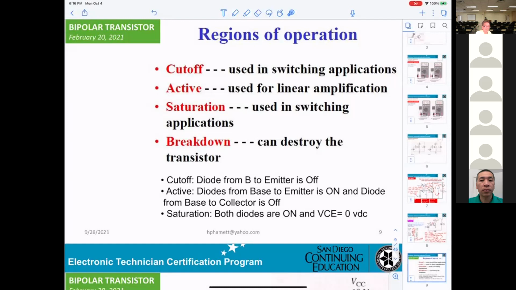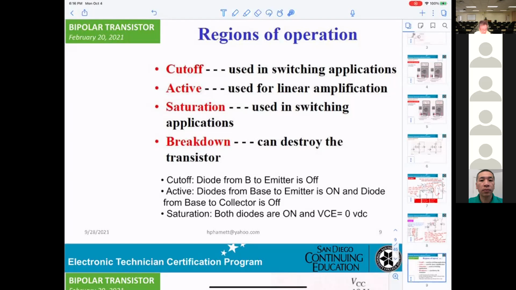Okay. And the last one they're talking about is breakdown. We do not want to do it, because that will destroy the transistor. That means you apply too much current.